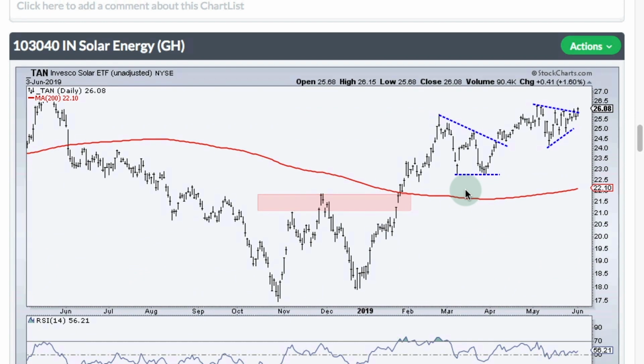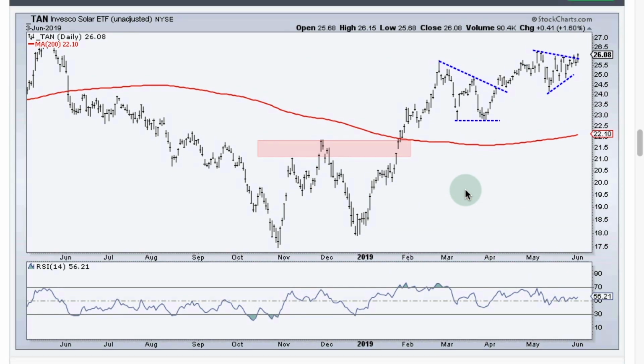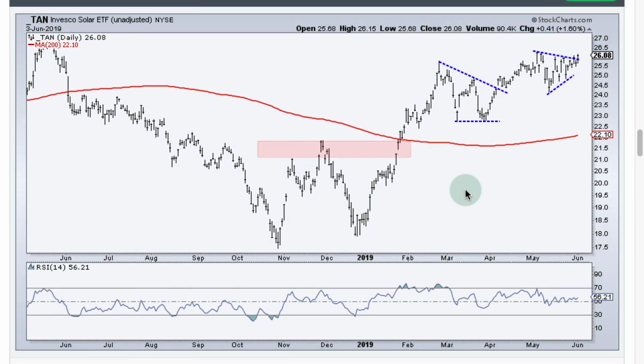And then finally, the solar ETF from Invesco, TAN, is performing extraordinarily well. There you have the breakout, and a break above the 200-day, and then the 200-day turned up in April and May. And in the meantime, you had a pullback and another breakout, consolidation, and it looks like we're getting another breakout.